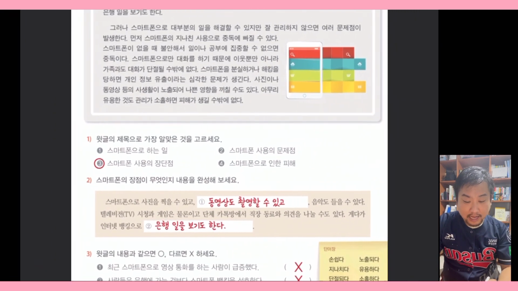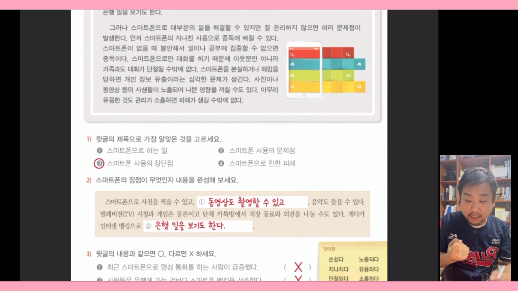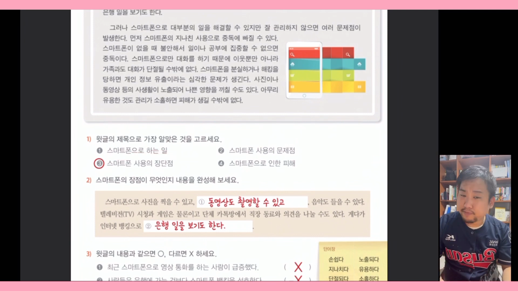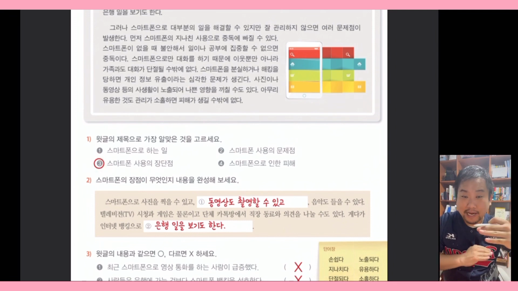So the title is 장단점. 장점 is advantage, 단점 is disadvantage. So pros and cons of the smartphone, something like that. Number one, 스마트폰으로 하는 일, things to do by smartphone. Nope. Yeah, it is good, but not for a title. And 스마트폰의 문제점. It's the second paragraph, not the title. 스마트폰으로 인한 피해. This one is also a second paragraph. And number three could be the best for the whole title.